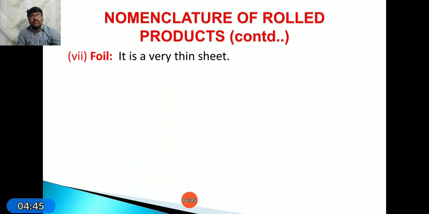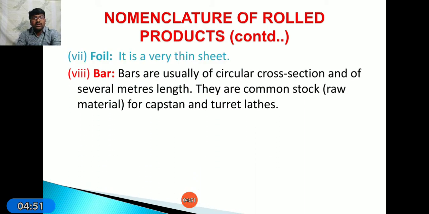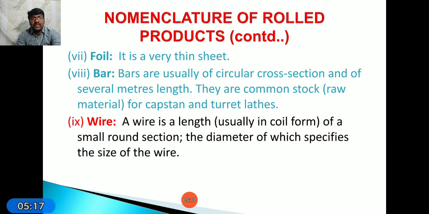Next, foil. It is a very thin sheet, and is considered as foil. Next, coming to bar. Bars are usually of circular cross section and several meters in length. There is no specific dimension, but the cross section is circular. They are common stock, that is raw material, for capstan and turret lathes. Based on this, we prepare products on the lathe machine, so the raw material is bar. Next, coming to wire. A wire is a length of small round section, the diameter of which specifies the size of the wire.